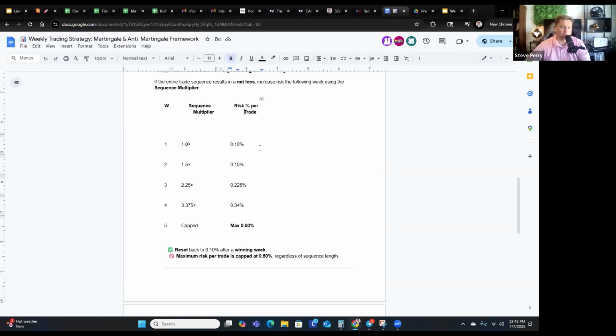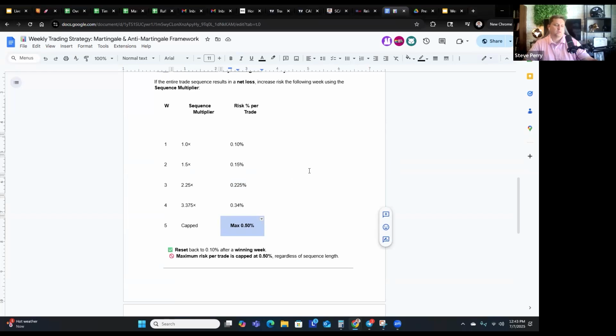If we have a losing week, I'll come back the next week, and instead of risking 0.10, I'll slightly increase the risk to 0.15% risk per trade and also stack those orders. If that week loses, I'll go up to 0.225, or you could round it to 0.23. You could do that. And we cap it at 0.5% risk per trade total.